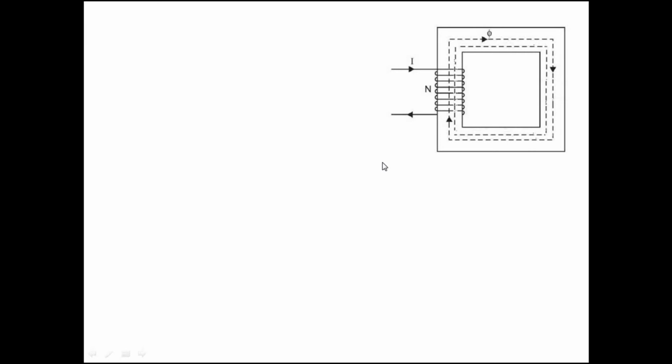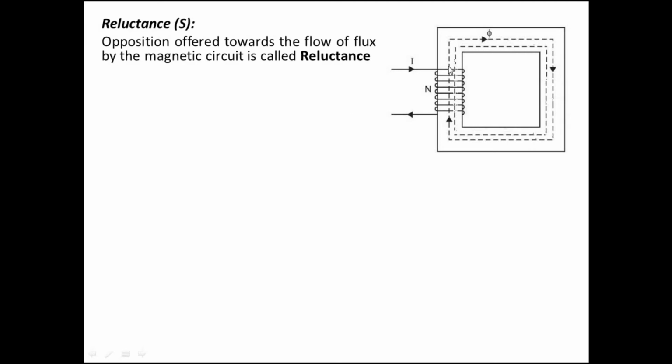So next one is reluctance. We know that the field lines will be flowing, and this depends upon the material. The material will be offering an opposition to these field lines or this flux. It is called reluctance. Opposition offered towards the flow of flux by the magnetic circuit is called reluctance.